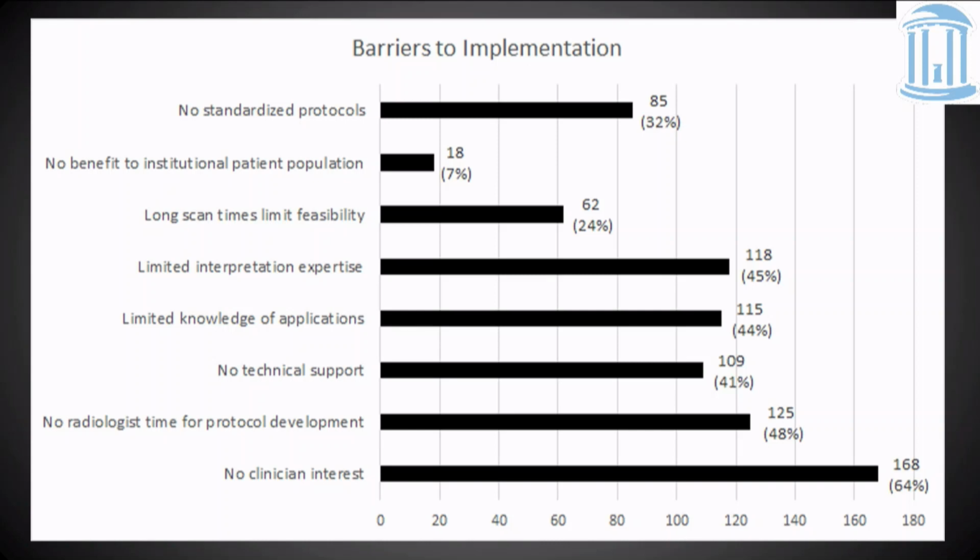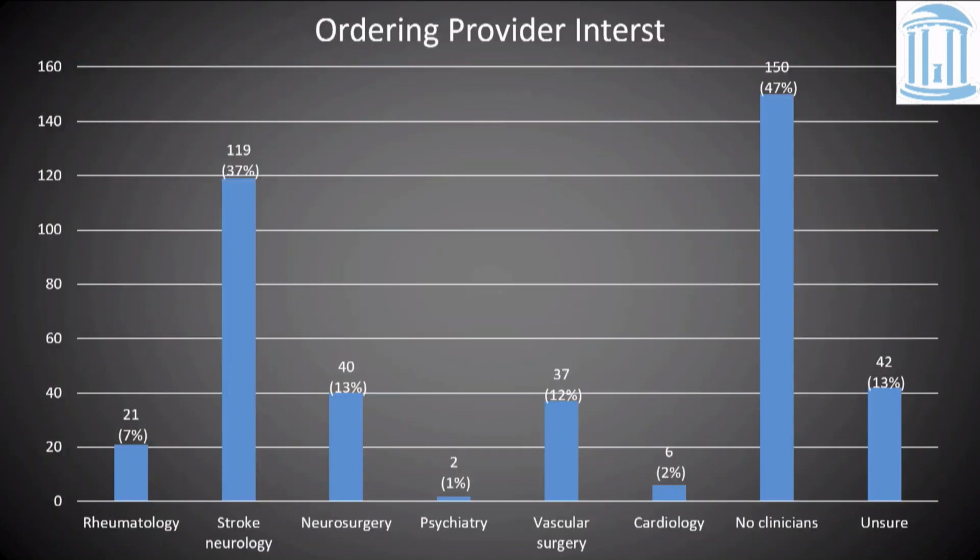And a number of the barriers were very similar in terms of technical expertise and understanding, clinical applications, as well as interest, that also belie that lack of potential knowledge in terms of the techniques. And similarly, stroke neurology was the most common group ordering these exams, but a large proportion of groups indicated that no clinicians were interested in extracranial vessel wall MRA.